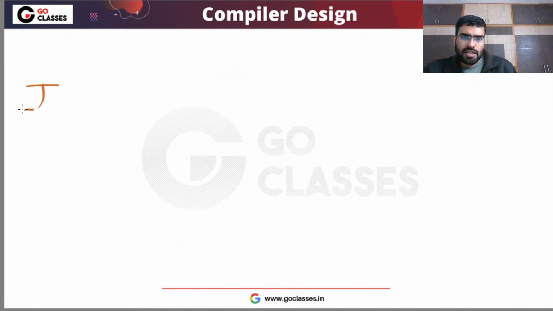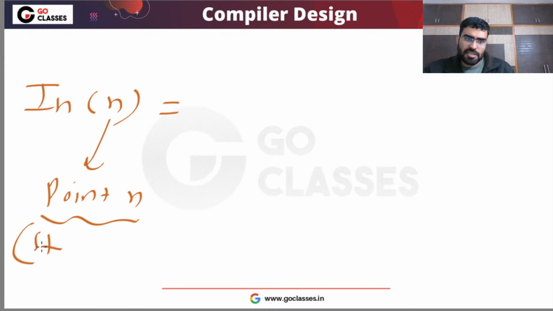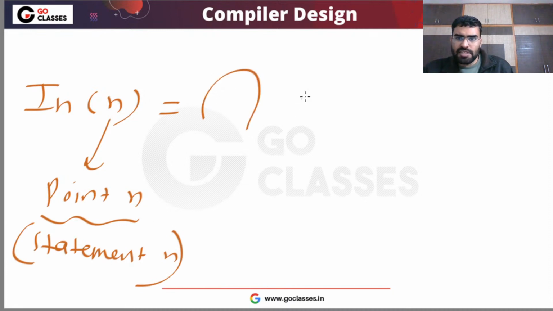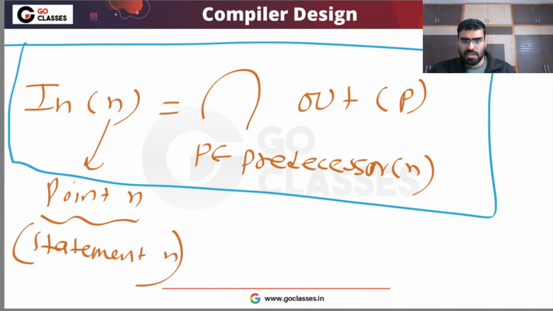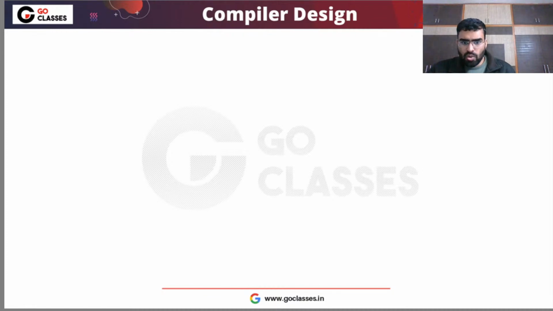So I can say that IN of n, where n is statement n, is the intersection of OUT of all the predecessors. So this is a predecessor. Correct? Is this equation clear to everyone? Did you understand this equation? So IN is nothing but the intersection of OUT of all the predecessors.